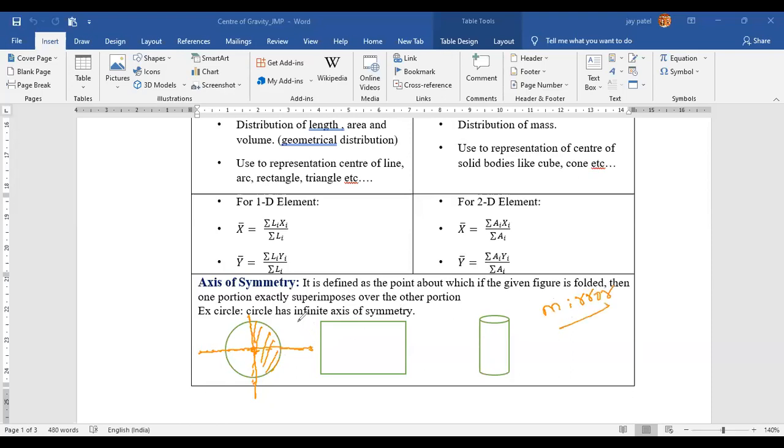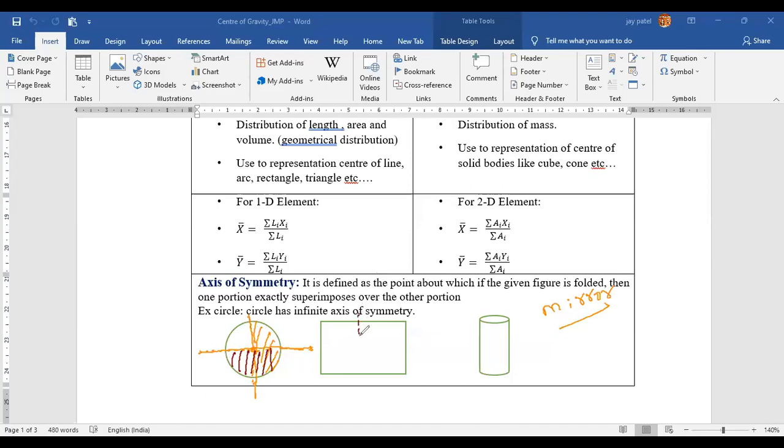Everybody with me? Can I say I have a mirror image? Yes or no? Please confirm. What is axis of symmetry? If you are able to get a mirror image about the axis, you can say that your body has the axis of symmetry. Similarly, if I fold this body about this axis, again can I say I will get an axis of symmetry, or a symmetrical body? Yes or no? Please confirm.